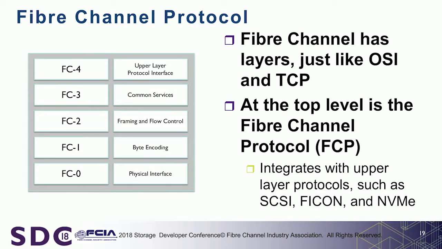FC2 is the framing, and flow control happens at that layer. And FC3 is what we call common services, which is what I mentioned: the name server, the zoning database, and some other management server type of things. And FC4 is the protocol layer, and that's where the protocols such as FC-NVMe, SCSI, and FICON are defined.